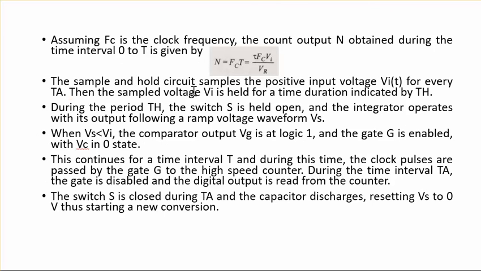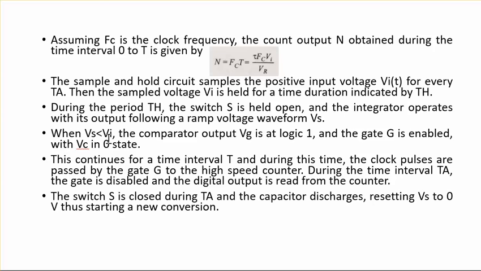The sample and hold circuit samples the positive input voltage for every time instant. The sampled voltage is held for a time duration of th. So the circuit is going to hold that particular value for a time duration of th. During the period of th, the switch is going to be opened, and then the integrator will operate with its output following a ramp voltage.